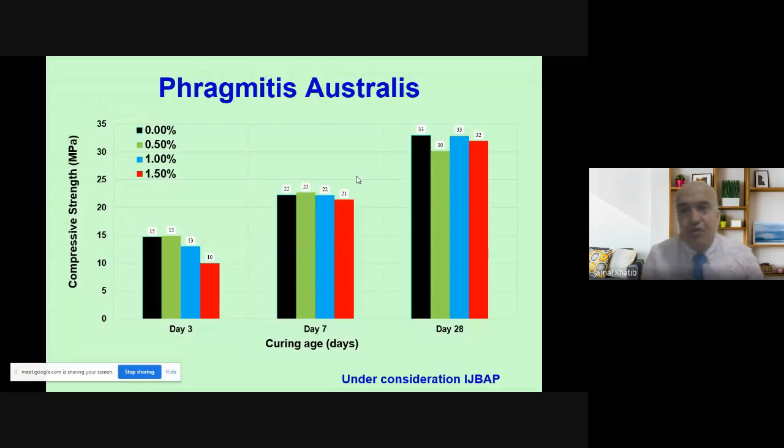And in terms of compressive strength as well, in the previous one, we noticed quite an obvious reduction in compressive strength. In here, actually, we don't see much reduction in strength in comparison. Only at day 3, and then at 28 days time. So just 2 seconds, please.